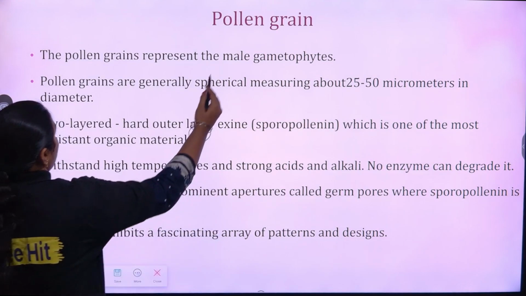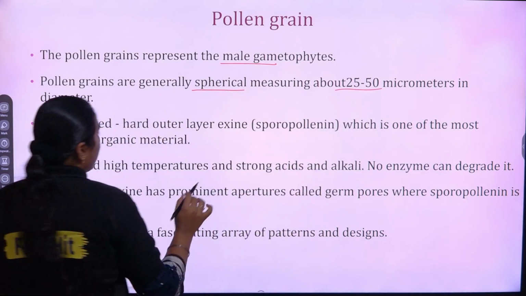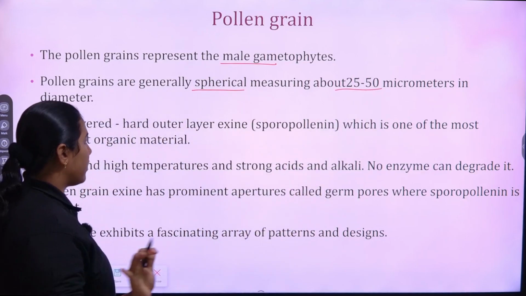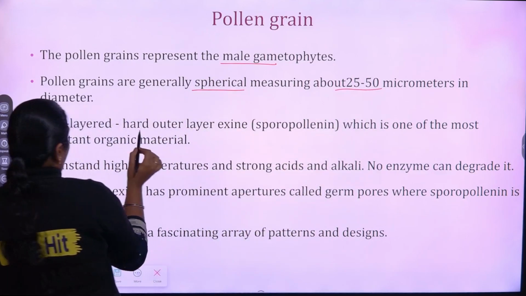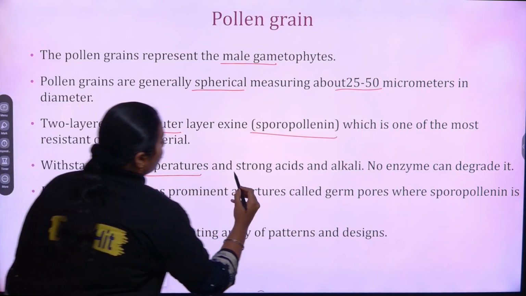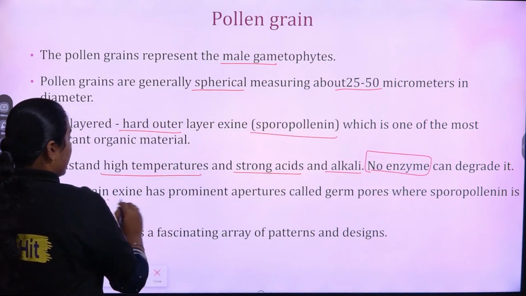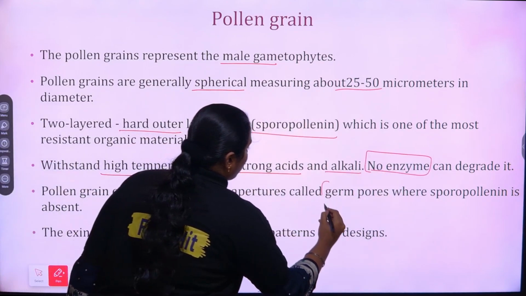See here, the pollen grains represent the male gametophyte. They are generally spherical, measuring about 25 to 50 micrometres. The points that I underlined are the key points that you must always keep in mind. They have a hard outer sporopollenin layer; high temperature, strong acid, alkali, no enzyme can degrade it. The exine has prominent apertures, which are known as germ pores.